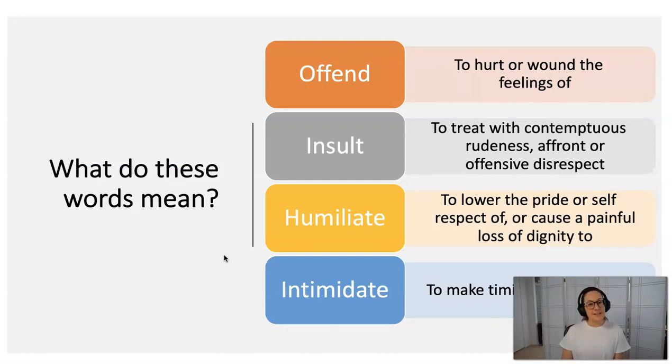The words offend, insult, humiliate, and intimidate are taken to have their ordinary dictionary meaning, and I've put those on the slide. Offend means to hurt or wound the feelings of. Insult is to treat with contemptuous rudeness, affront, or offensive disrespect. Humiliate is to lower the pride or self-respect of or cause a painful loss of dignity to the person. And intimidate is to make timid or inspire fear.